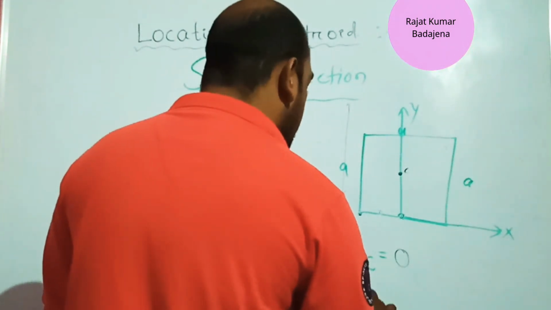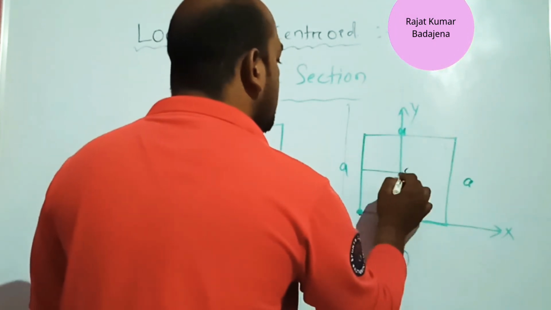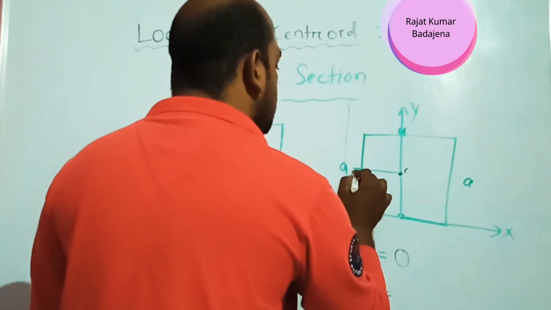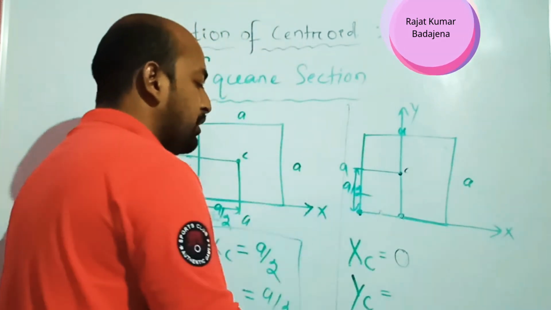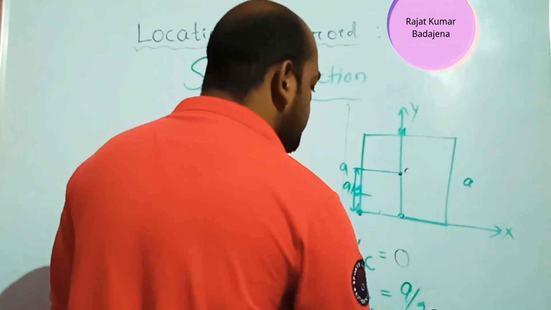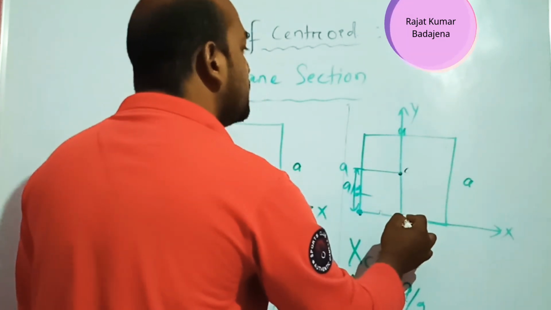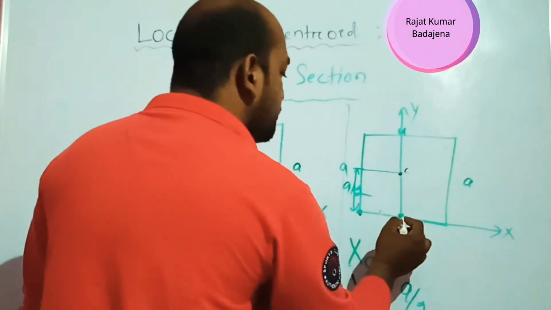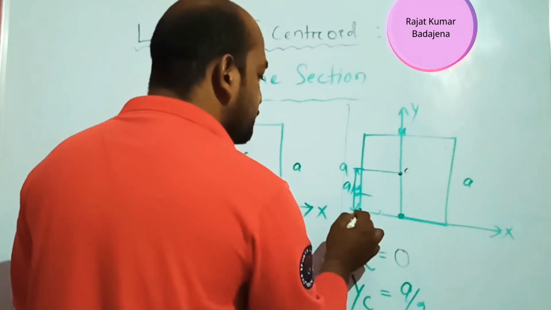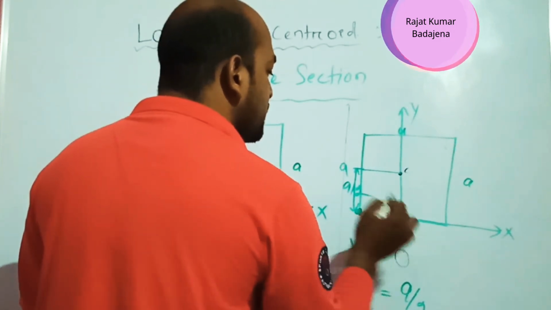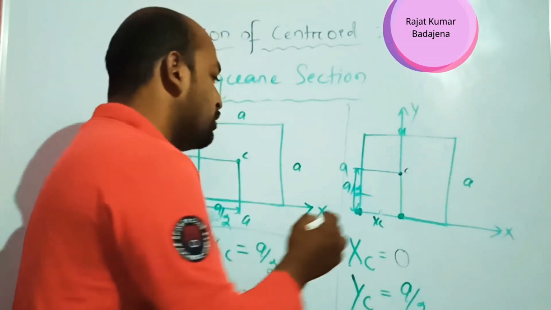Similarly, the centroid about the y-axis will start from this point and go upward to the centroid. That means this distance will be what? A by 2. That means the centroid about the y-axis is a by 2. This is the y-axis, from this point it goes in the upward direction, but the x-axis is not started from this point, it is started from this point. That's why the centroid about the x-axis will be 0.